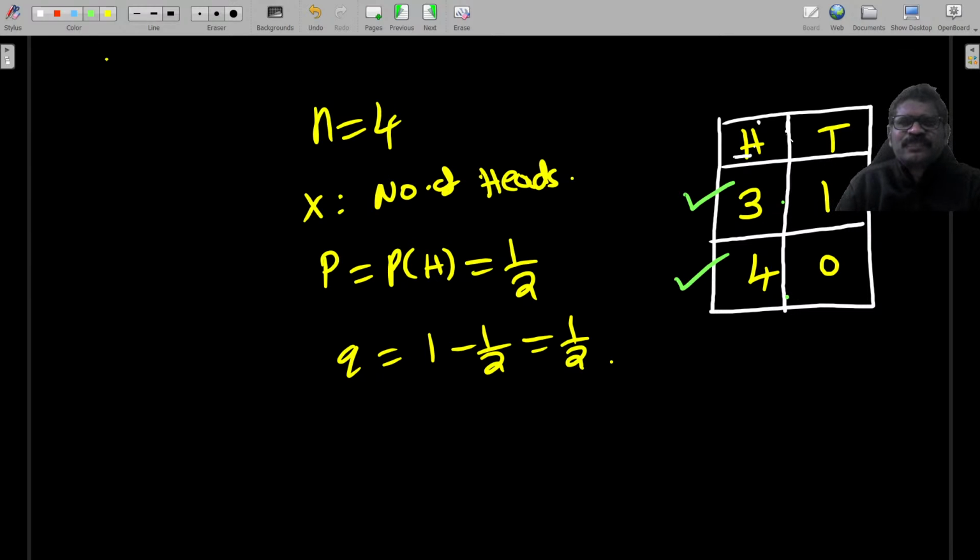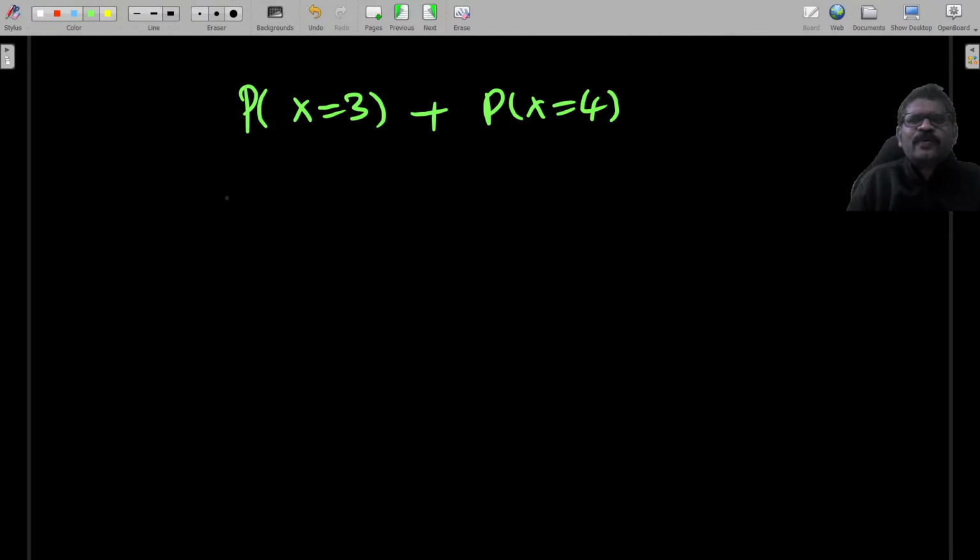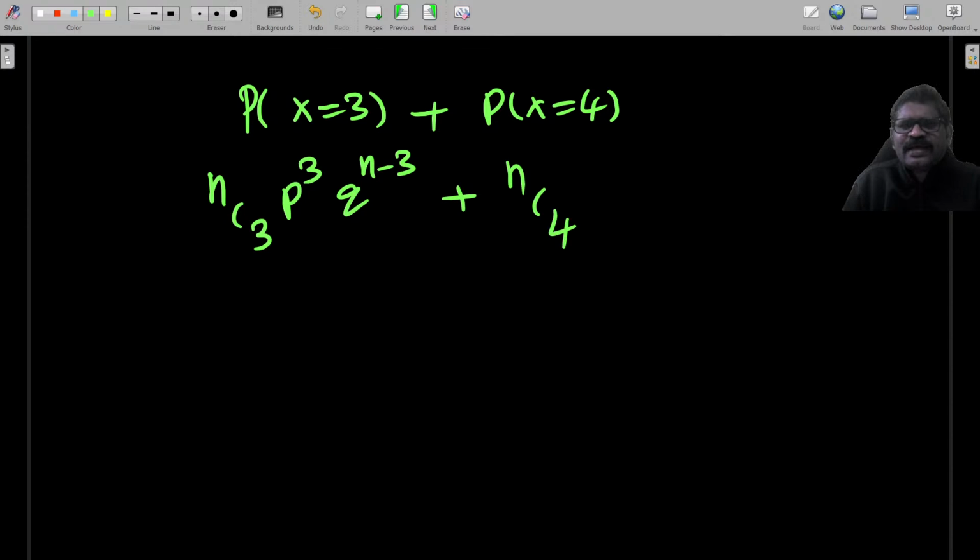Two cases. Now probability of x equal to 3 or x equal to 4: nC3 p power 3 q power n minus 3, or nC4 p power 4 q power n minus 4.